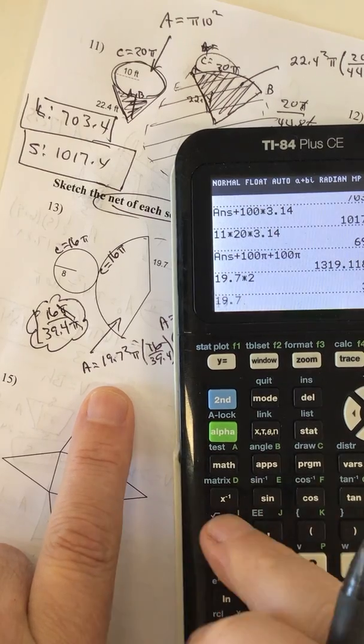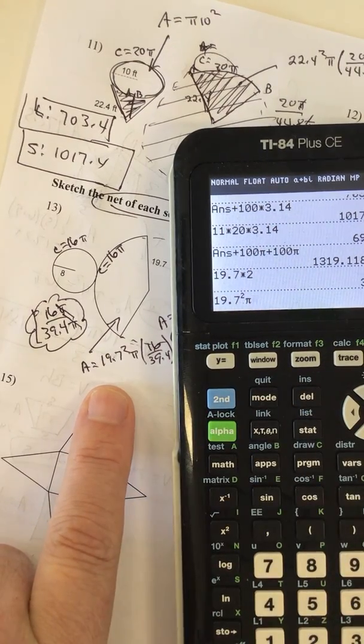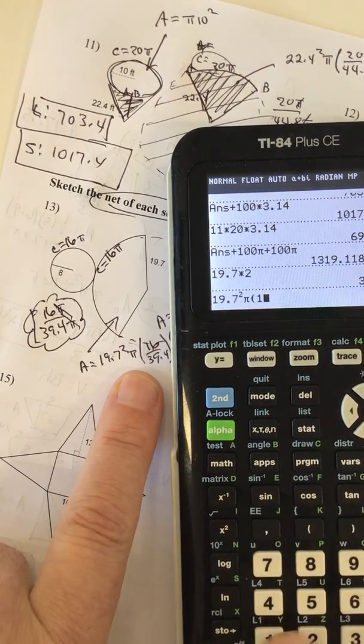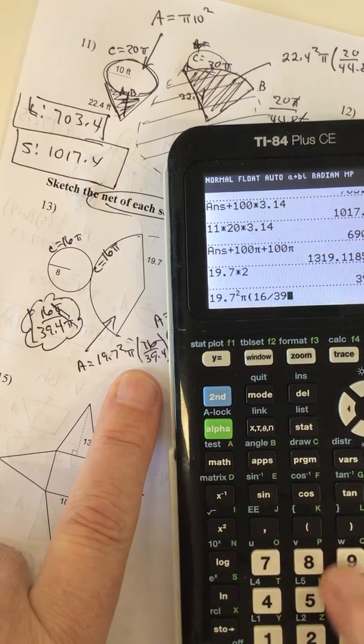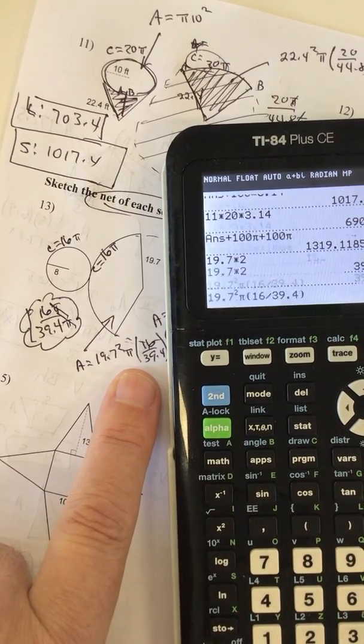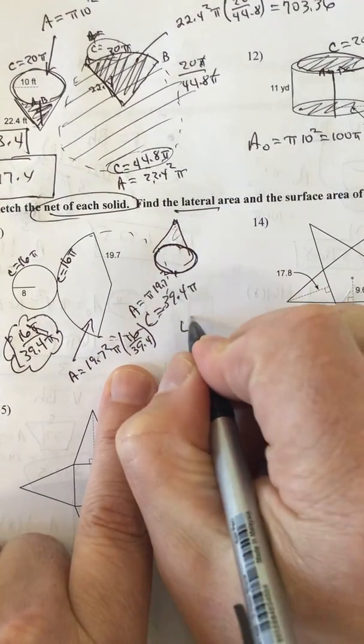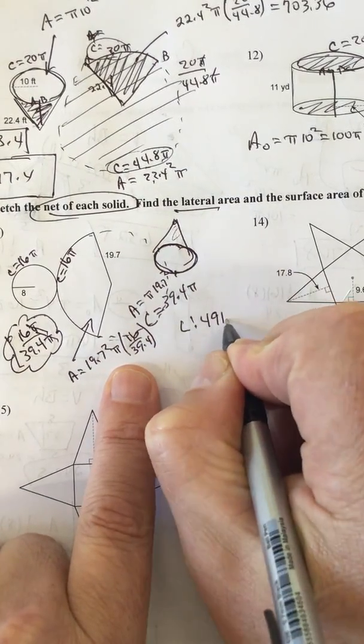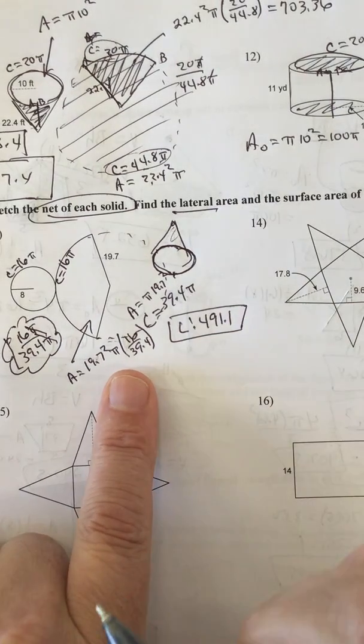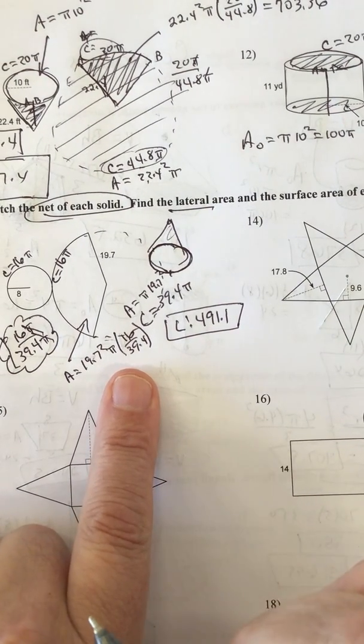19.7 squared pi times 16/39 is a grand total of 495.1. So the lateral area is 495.1.